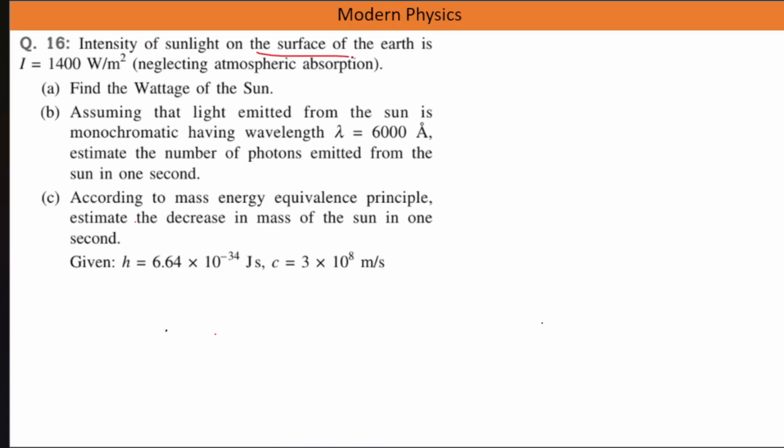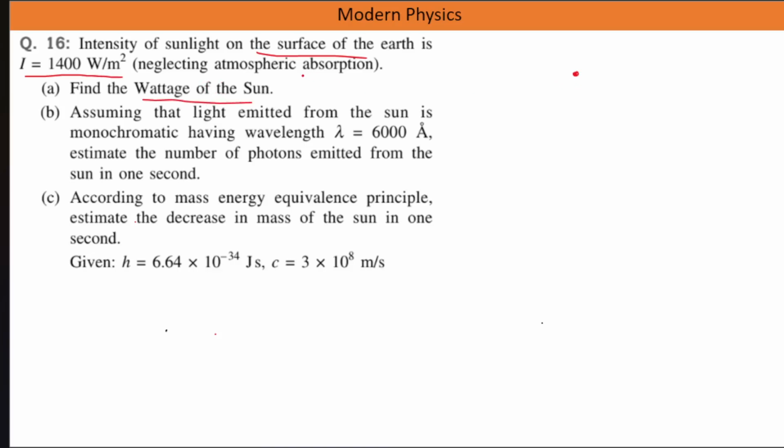Intensity of sunlight on the surface of earth is given, and that is this much. We have to neglect atmospheric absorption, meaning whatever light is coming from the sun per second, all of that we are assuming is falling on the surface of earth. It doesn't happen in the ideal case, but here for the calculation we have to go with this assumption. We have to calculate the power of the sun.